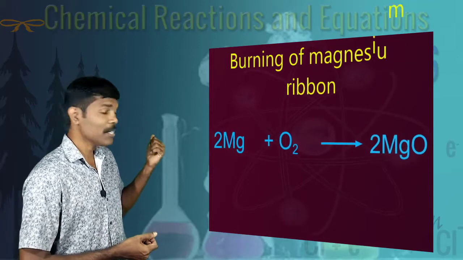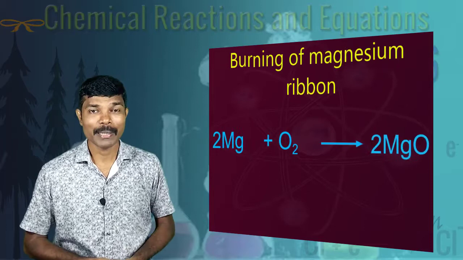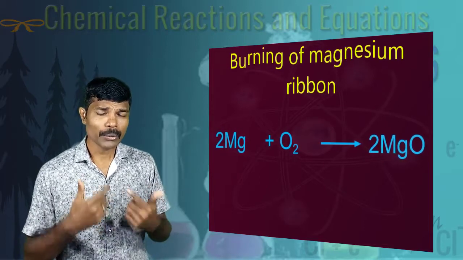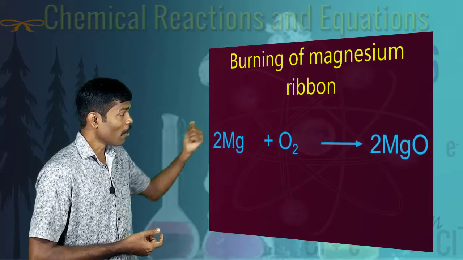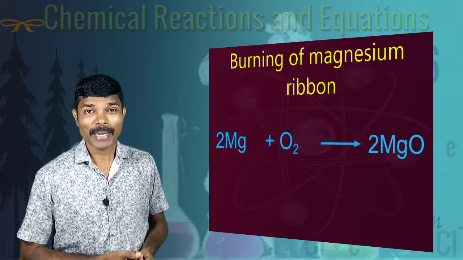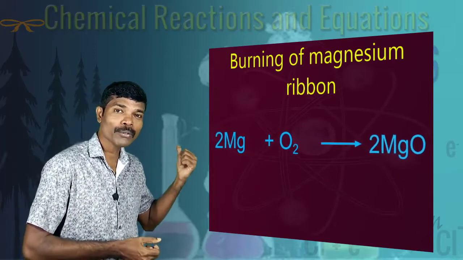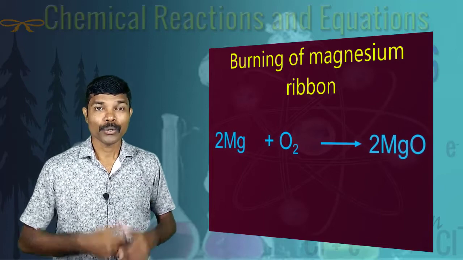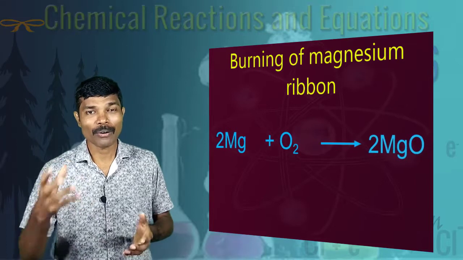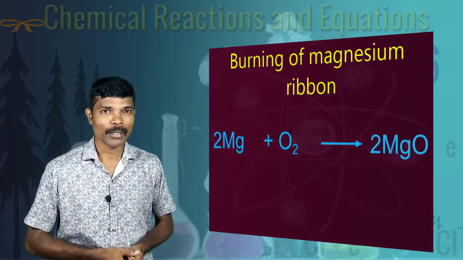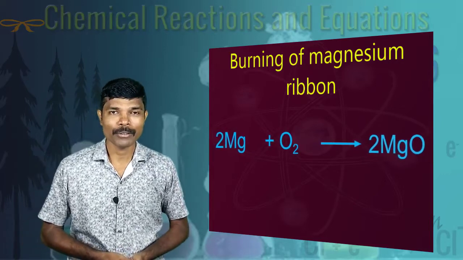So here magnesium atom combines with oxygen and on the other side you can see magnesium oxide is formed. The notable thing is that magnesium combines with oxygen. On the product side you see with magnesium oxygen is being added. So here addition of oxygen has taken place. So oxidation can be defined: it is the process by which oxygen is added with an element. So here the burning of magnesium ribbon is an oxidation reaction.